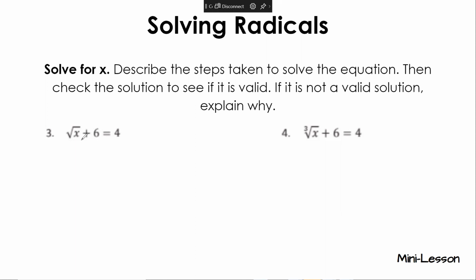Okay. In this case, 6 is positive. So if we're going to move that guy to the other side, we're going to subtract 6 from both sides. We're going to bring down that square root of x. And 4 minus 6 is negative 2. Now, if we want x by itself, we're going to square both sides. And notice how I put that guy in parentheses. And that's going to give us x equals 4.